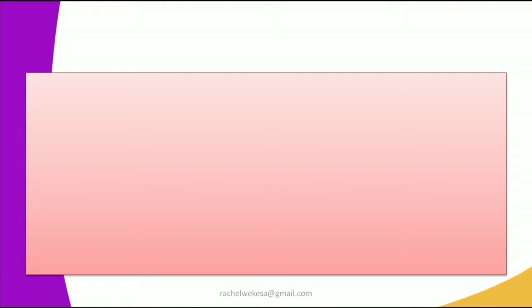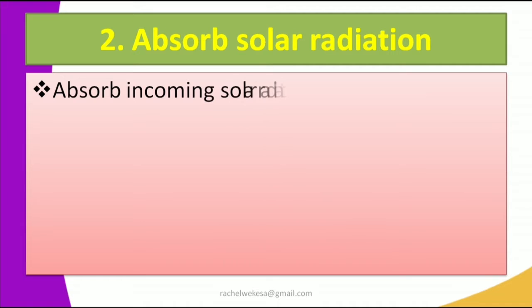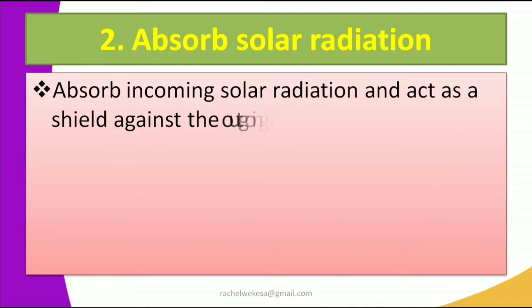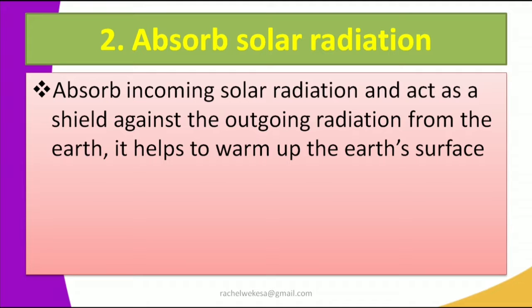The other significance of carbon dioxide is that it absorbs solar radiation. Solar radiation is the amount of heat energy that is gotten from the sun or any source of light. But mostly for geography, we will talk about the sun as being the source of light. So the incoming solar radiation is absorbed, and later it acts as a shield against the outgoing radiation from the earth. Outgoing radiation may be as a result of reflection. So the carbon dioxide in the atmosphere will absorb some of this incoming radiation, and it will shield us against the outgoing radiation. Through this absorption, it will help to keep the earth warm. So it warms up the earth's surface.